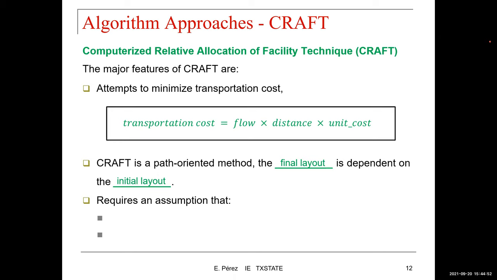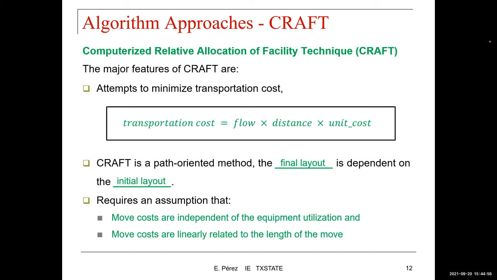It requires an assumption that move costs are independent of the equipment utilization and that move costs are linearly related to the length of the move. So we are gonna be computing some distances when applying this algorithm. And then with those distances, we're gonna also find out about the flow that is happening between those two departments. And then we're gonna compute the transportation cost of exchanging the location of two departments at a time. And move to the next slide.